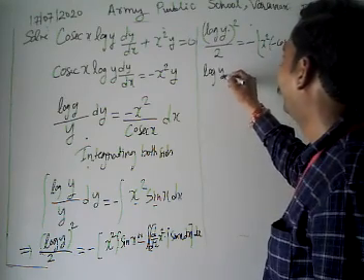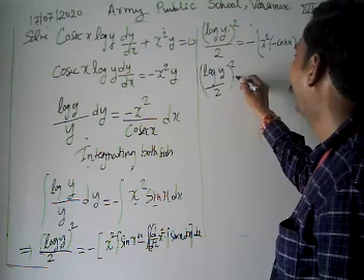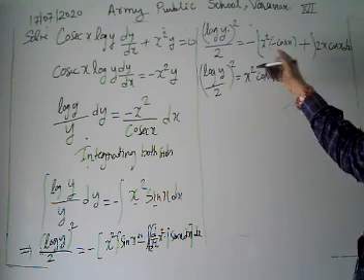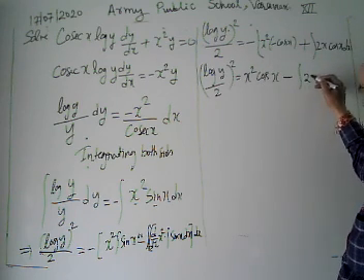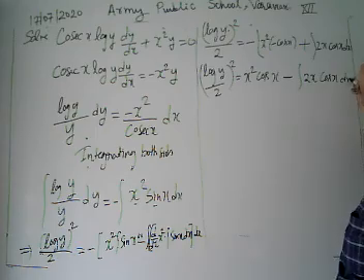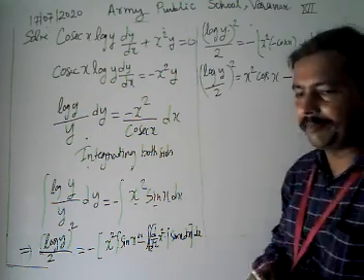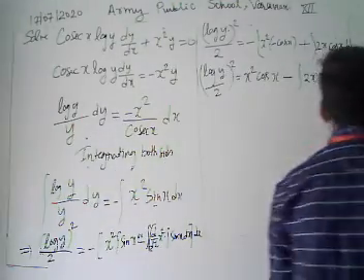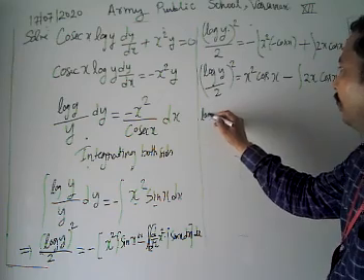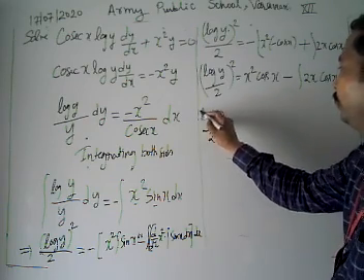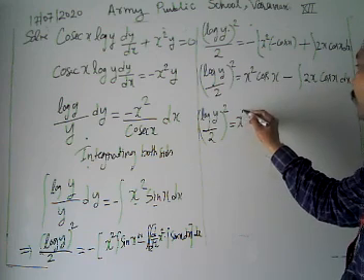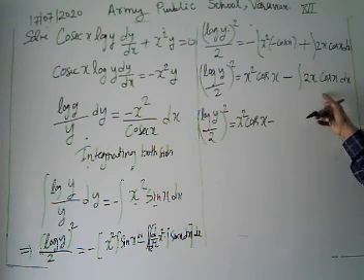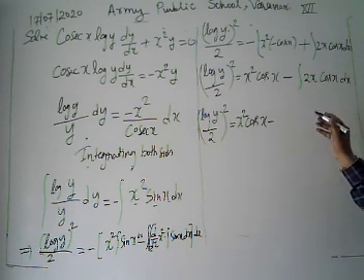It's (log y)^2/2, then we have plus x square cos x minus 2x cos x dx. Look again, here we have to use integration by parts on 2x cos x. Now (log y)^2/2 is equal to x square cos x, and we are again using integration by parts here, directly applying it.